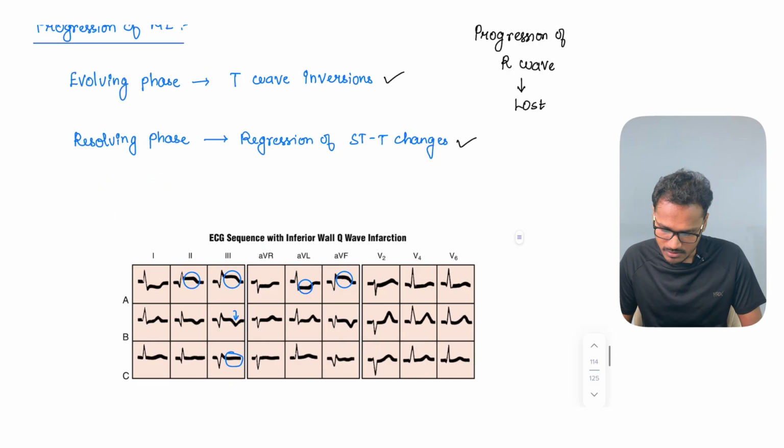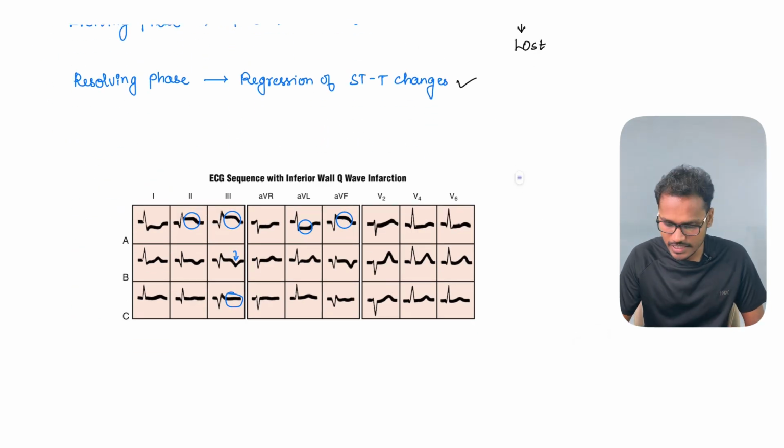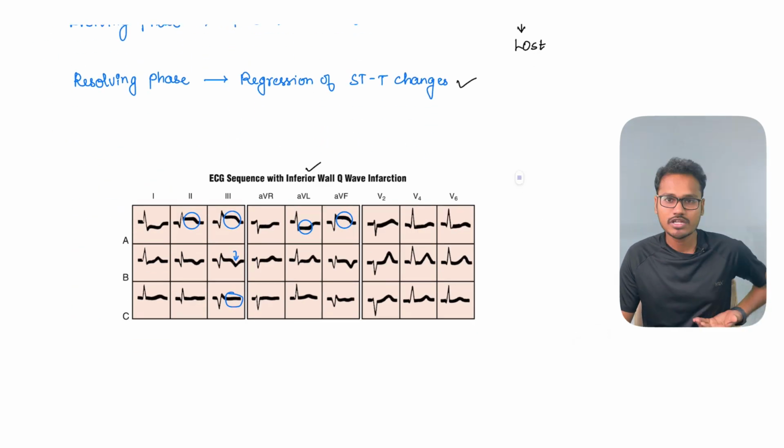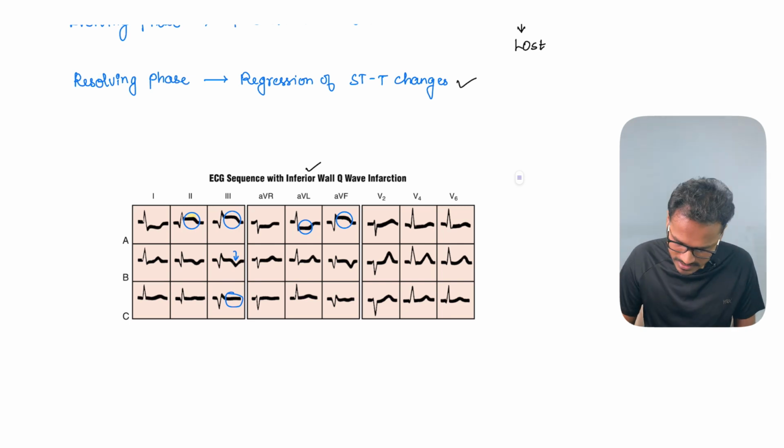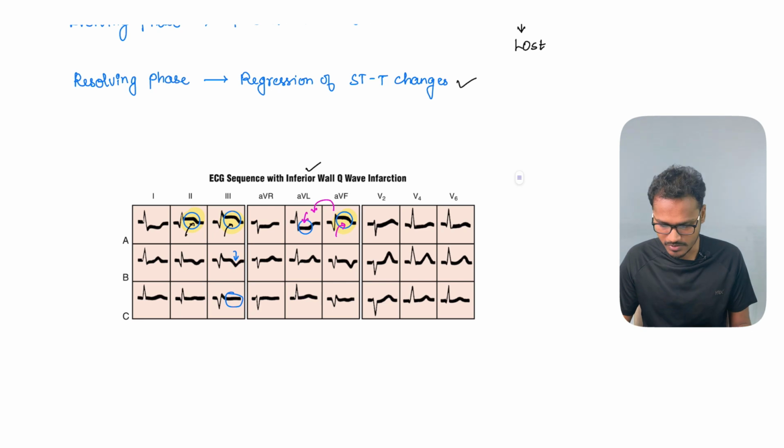So let's see with the help of a diagram. This is an inferior wall MI. So the cameras placed inferiorly will capture it. What are the leads inferiorly placed? That is lead 2. You can see the ST segment elevation, lead 3, then AVF. All these are showing the ST segment elevation. And in the opposite lead, you can see there is an ST segment depression. AVL has a depression.